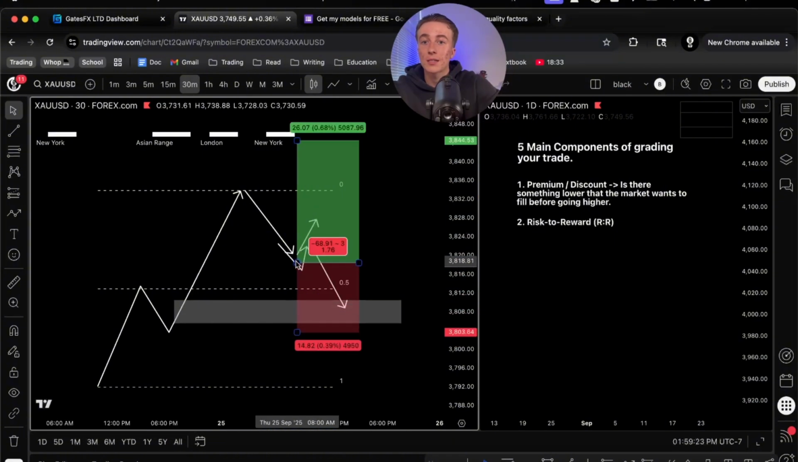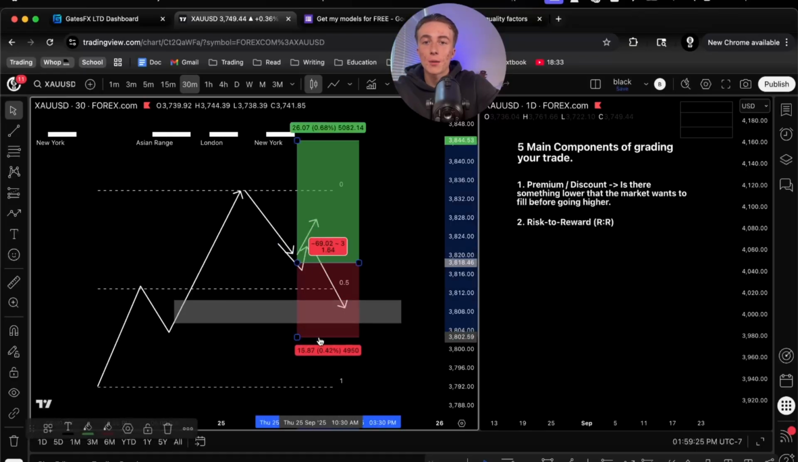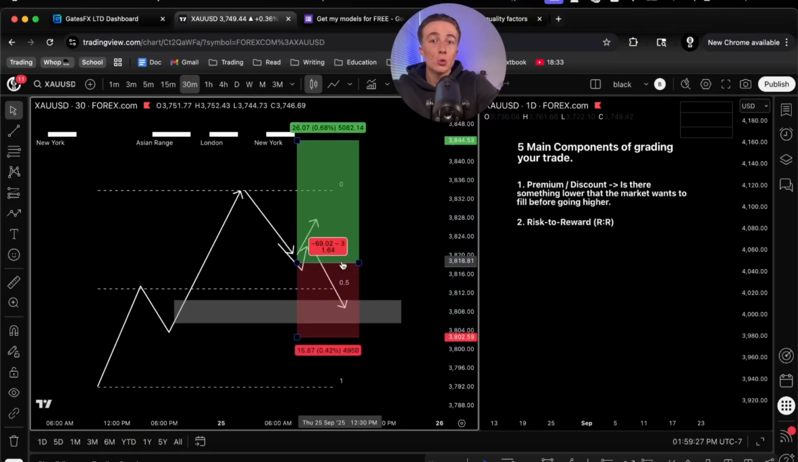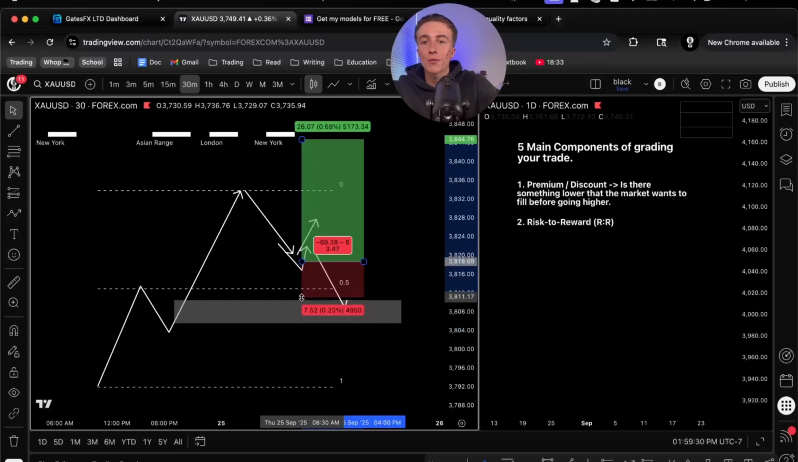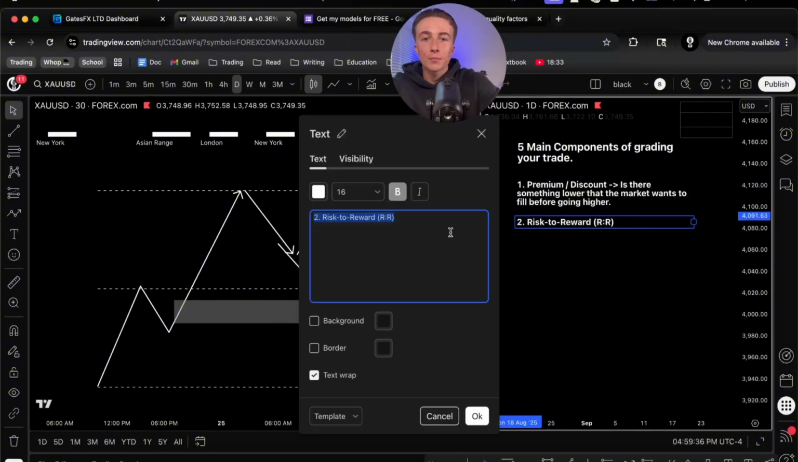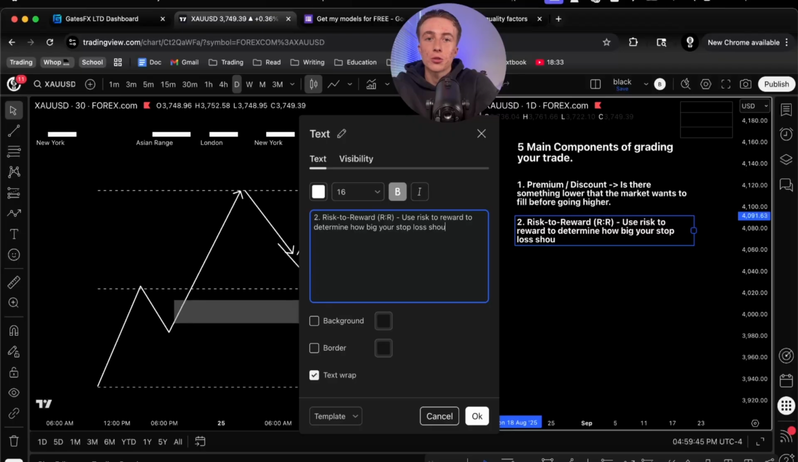That would be the same thing as if it ran down through this gap and took out your stop loss. You'd lose the same amount as those two losses, but you'd be able to protect yourself and reevaluate whether your bias is correct if you were to have a tighter stop loss right here. So use risk to reward. Use risk to reward to determine how big your stop loss should be.